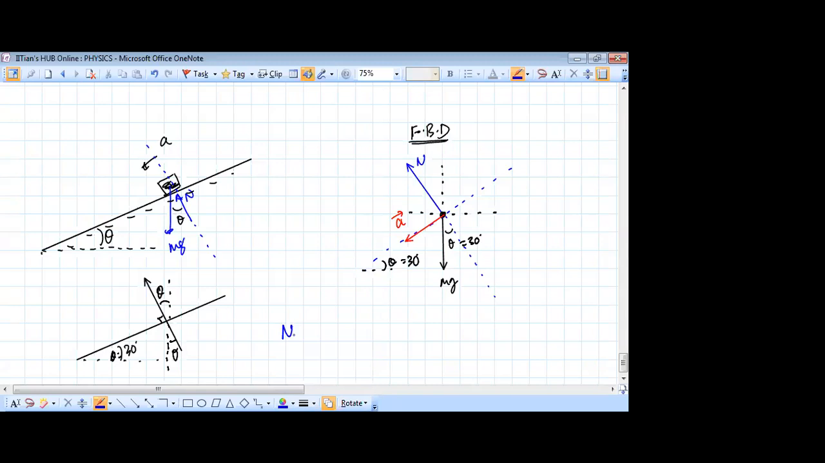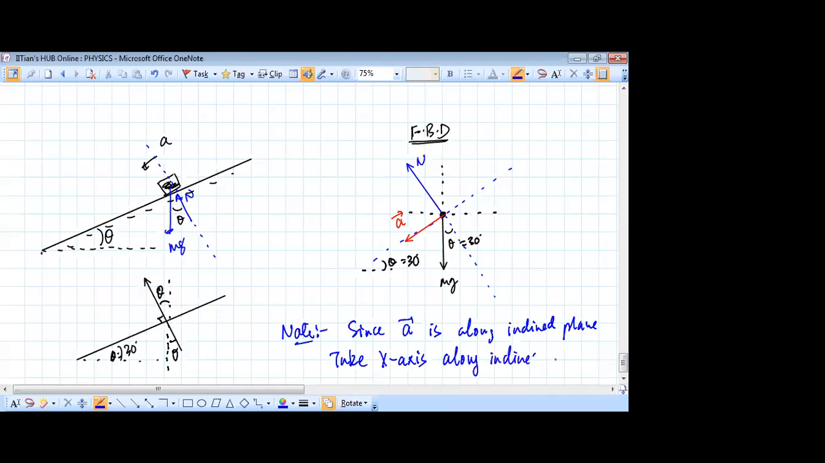Now the very critical step here: since the acceleration of the body is along the inclined plane, we will not take x and y axis as vertical and horizontal. We will take our x axis along the inclined plane. There's no hard and fast rule that we have to take the x axis along the horizontal. We can take x and y axis as we please.